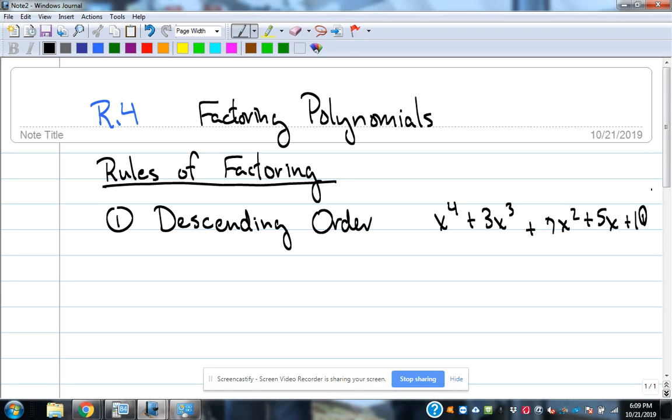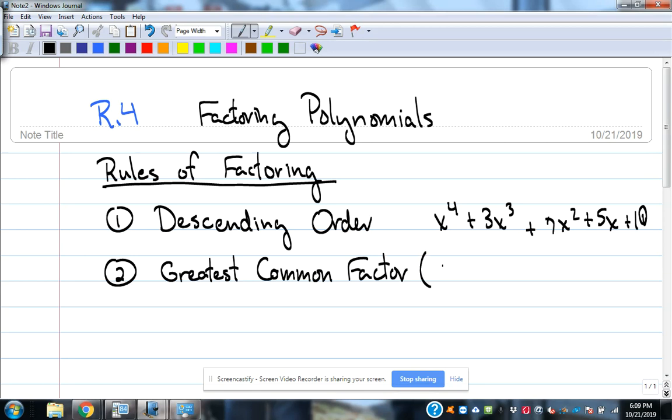That makes things a lot easier to do. It's not necessarily the only way to do it, but it does make the process a little bit more digestible when you come to do that. So descending order for the problem that you're trying to factor. The second thing you do before you do anything else is you look for a greatest common factor. And we usually abbreviate that GCF.